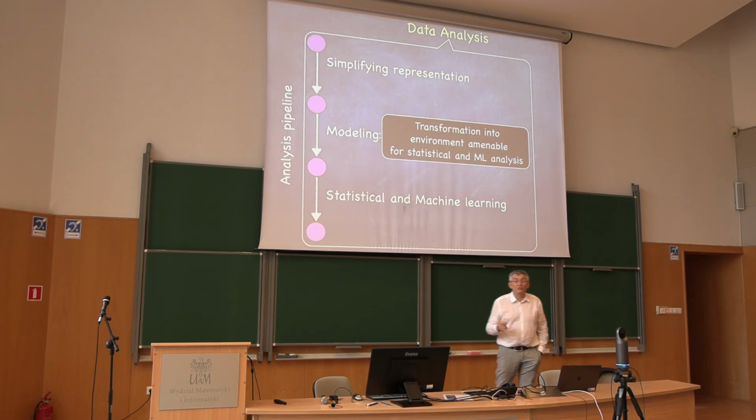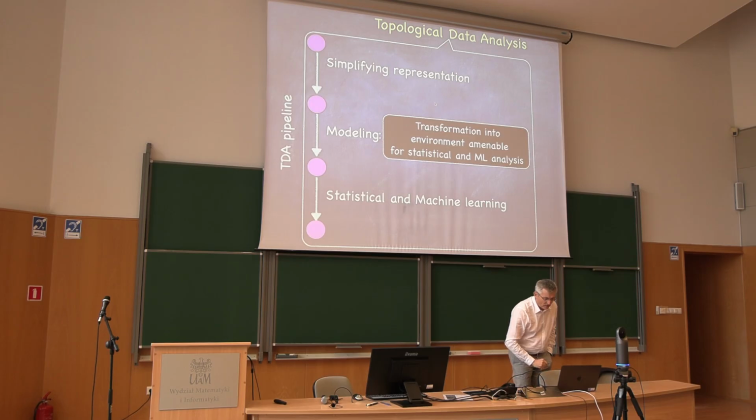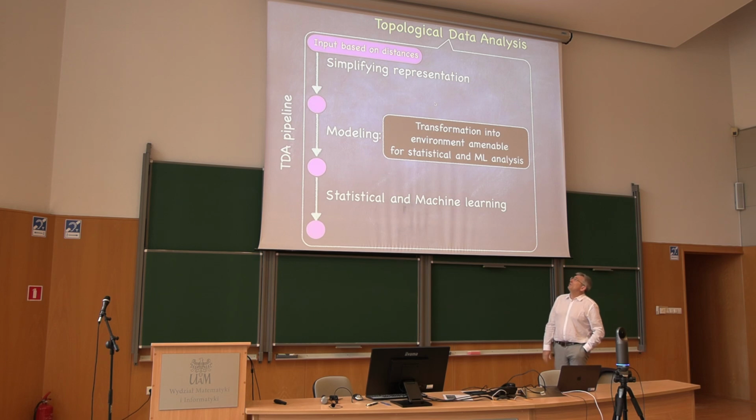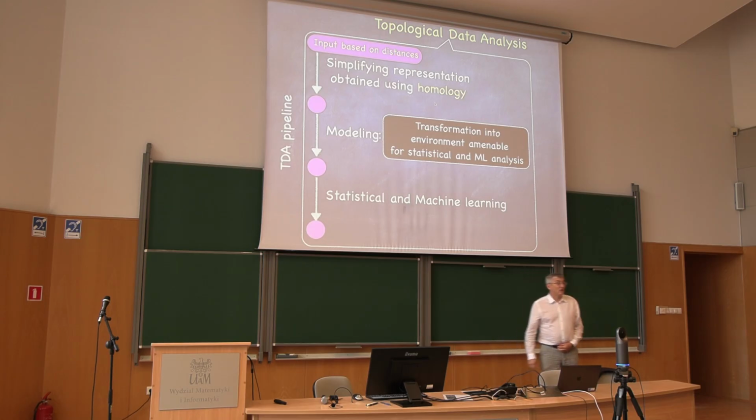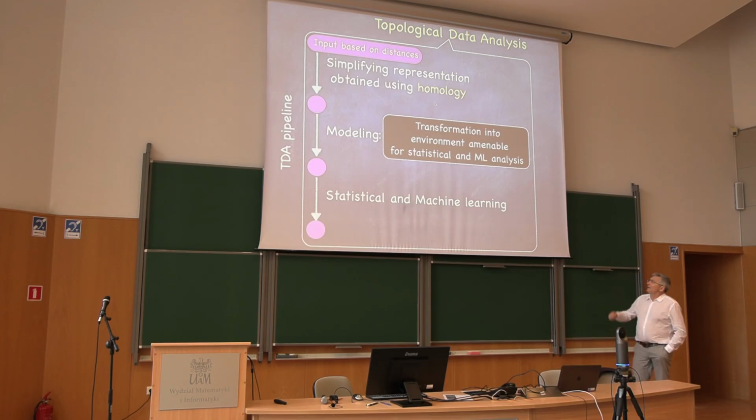So what is topological data analysis? Well, it's part of data analysis, so it's a subset of certain analysis pipelines. So what are these pipelines? The first thing is that your input starts typically with a maybe broadly understood notion of a distance. Okay? Very broadly understood. Now the next step is that the simplifying representation is obtained using homology. Okay. All right. Now why homology? Maybe I will try to explain later.